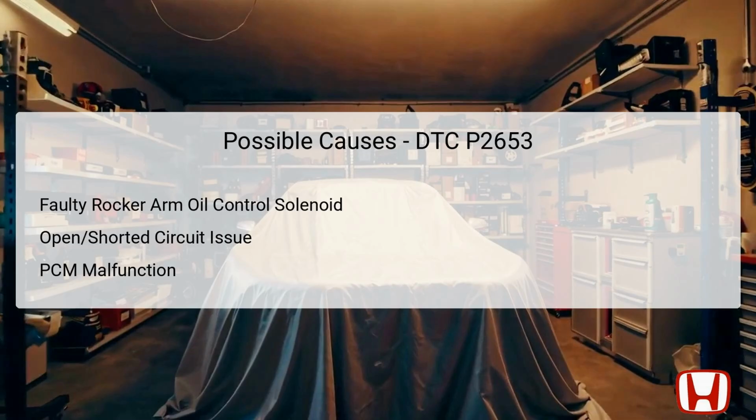Lastly, a malfunctioning PCM could also be the culprit. If the PCM is failing to correctly interpret or control the signal sent to the rocker arm oil control solenoid, this may trigger the low voltage error code. It's important to systematically eliminate each of these potential causes during troubleshooting.